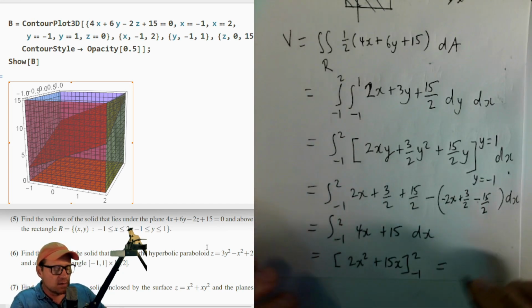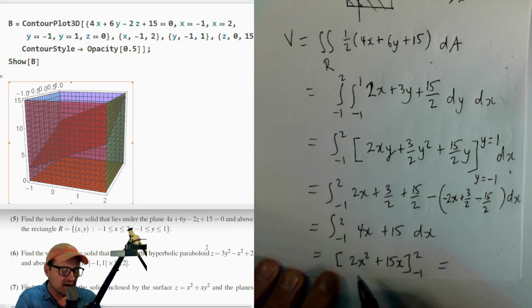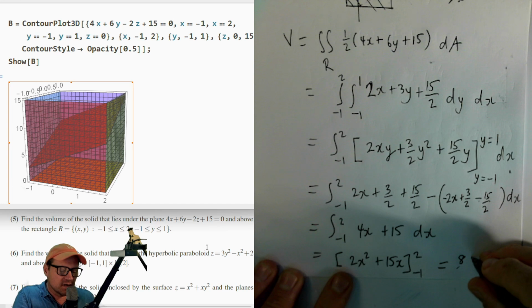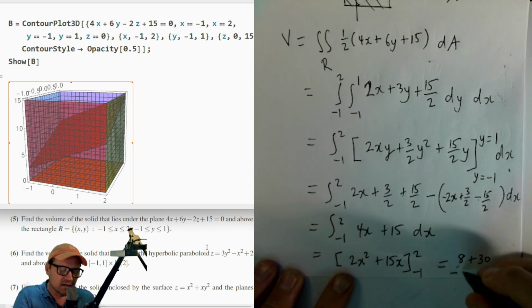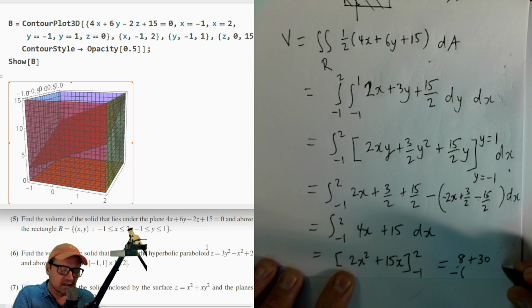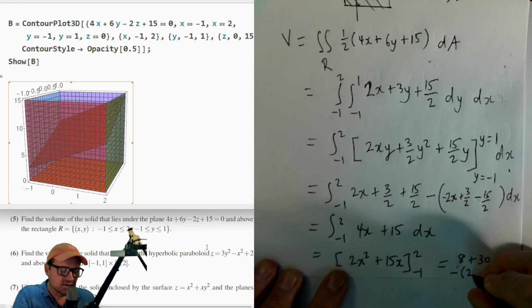And so subbing in the 2 now, we have 2 times 2 squared. So 2 times 4 is 8. 15 times 2 is 30. And then subtract. Be careful here because there's a negative there. It can get confusing. So subtracting 2 times minus 1 squared is 2. 15 times minus 1 is minus 15.